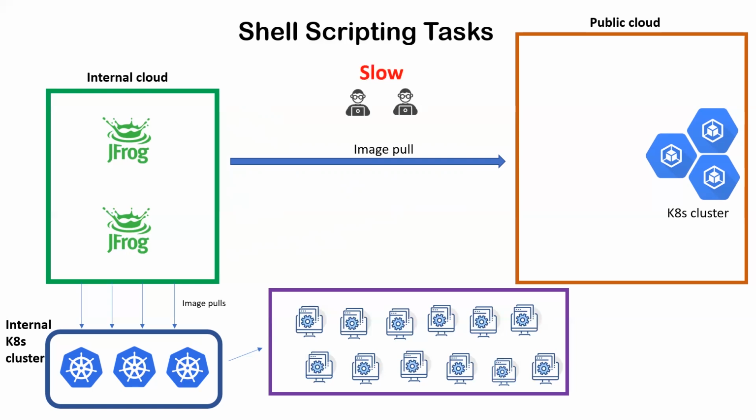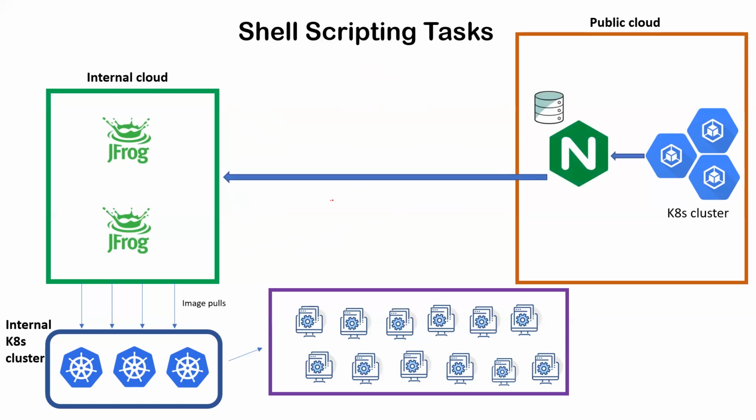It was expected because JFrog and the K8s clusters were in two different networks. JFrog was in the internal cloud and the K8s clusters were in the public cloud. To solve the image pull time issues, we came up with the idea of having NGINX as a reverse proxy plus cache, running in the public cloud and pointed to the JFrog running in the internal cloud. And the K8s cluster, running in the public cloud, will be pointed to NGINX.